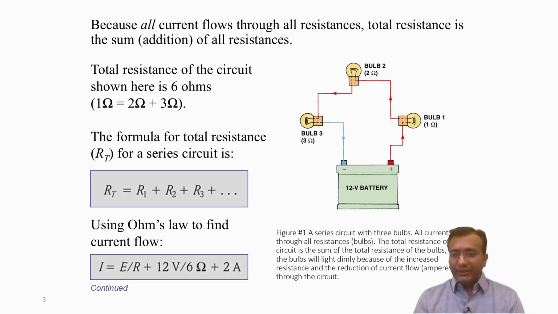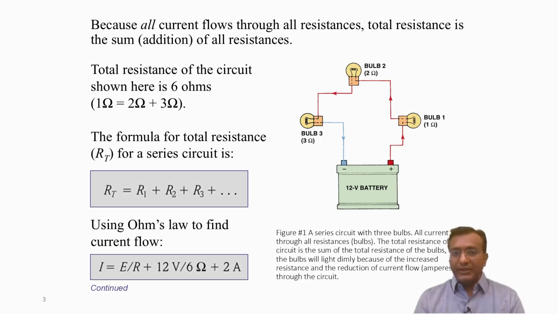To determine the total resistance of this circuit, we simply add the resistances of the individual loads, that is, the resistance of bulb 1, bulb 2, and bulb 3. So the total resistance of this circuit will be 6 ohms. Now this 6 ohm resistance is connected to the source in series.